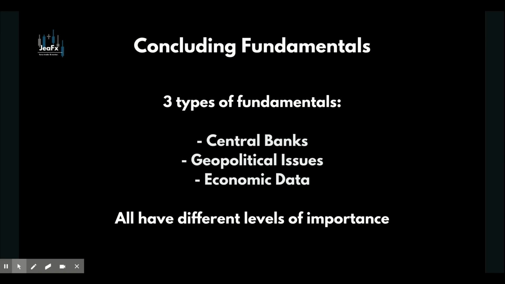Central banks being at the top, we want to see what the central banks are doing, interest rate decisions and monetary policy. In the middle, we have geopolitical issues. So these are the real world events, the happenings that we want to follow to gauge where currencies are going to move. And then we have economic data, which is all of the smaller pieces of information regarding unemployment, CPI, GDP, retail sales, consumer spending, all of these smaller pieces of economic data that can cause spikes in the market. So there are three different types, and they all have different levels of importance, as we've just spoken about in all the previous videos.